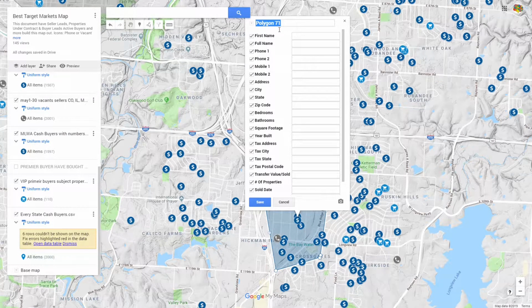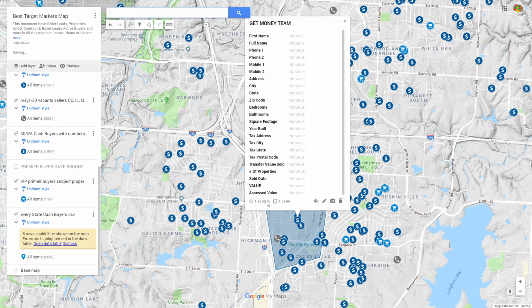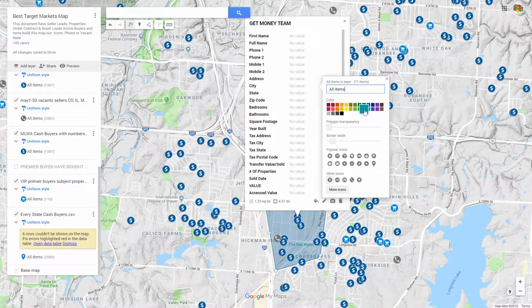I don't know who's out there. The Get Money team, right? Get Money team. So there go the Get Money team. We're going to just color them like gray.